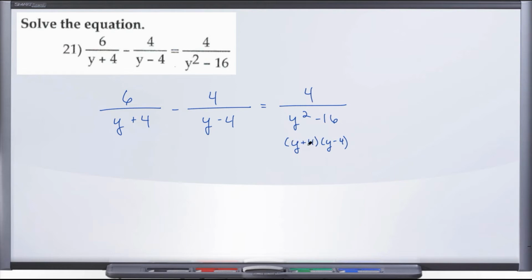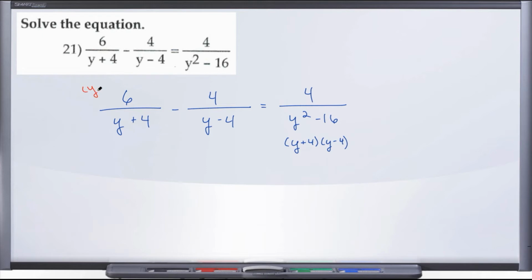Well, this y squared minus 16 has both factors already incorporated in it, doesn't it? Since the common denominator has to have one of each unique factor, and we're only dealing with y plus 4 and y minus 4, this must be our common denominator. Once we've identified it, we multiply each term by that common denominator, or you can think of it as multiplying the whole equation by it.